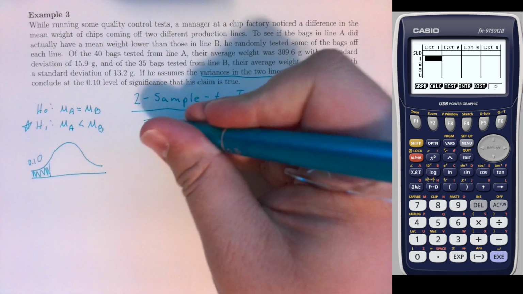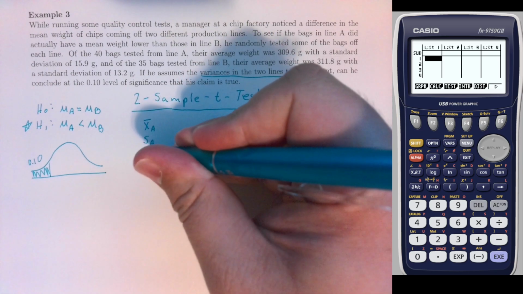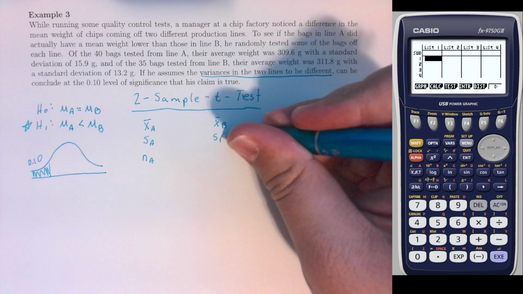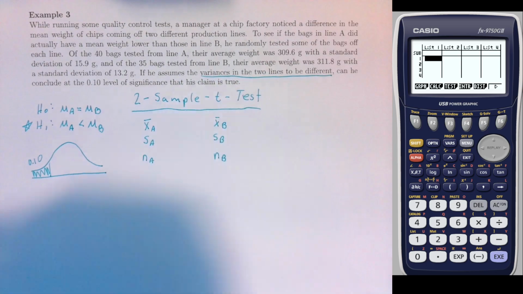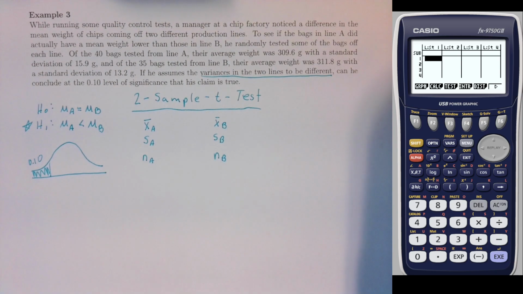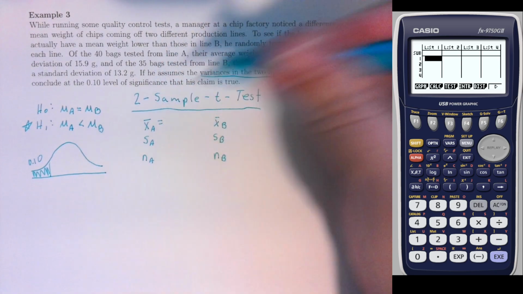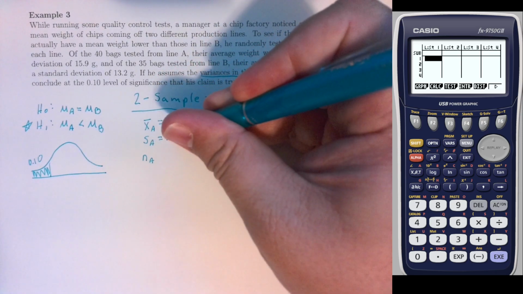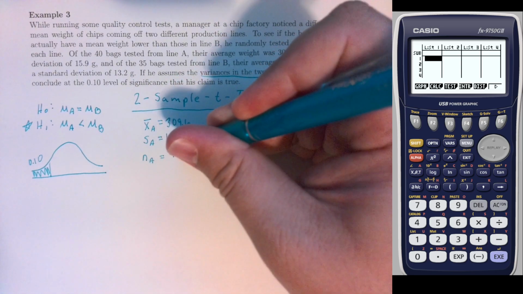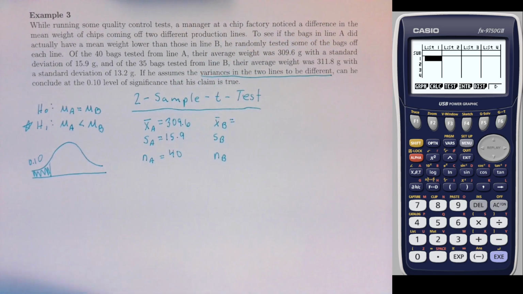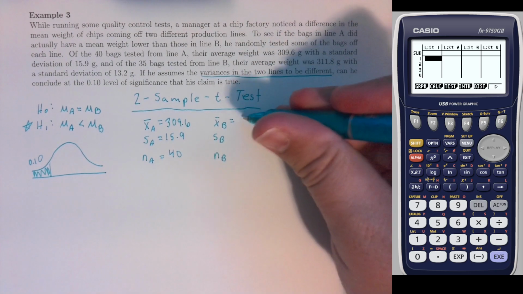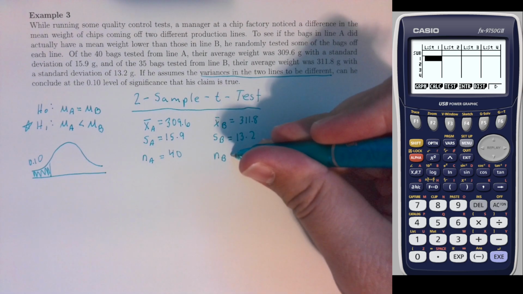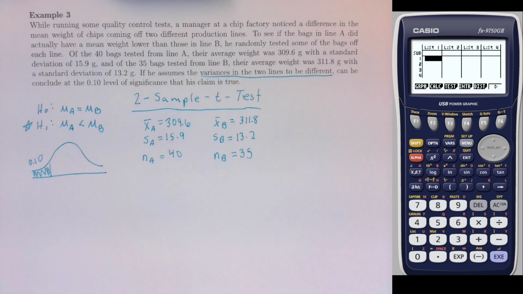Next, we need X bar A, S A, and N A, X bar B, S B, and N B in order to calculate the test statistic. So X bar A was 309.6 with a standard deviation of 15.9, and that was based off 40 bags. X bar B was 311.8 with a standard deviation of 13.2, and that was based off 35 bags.